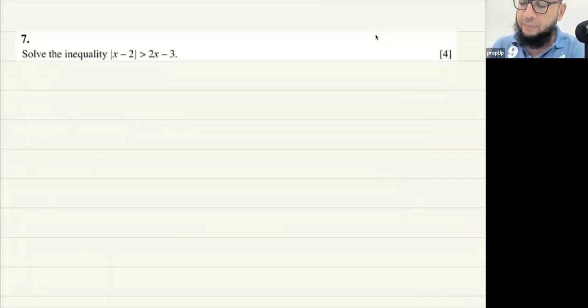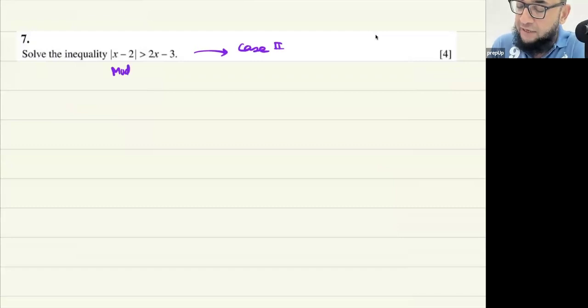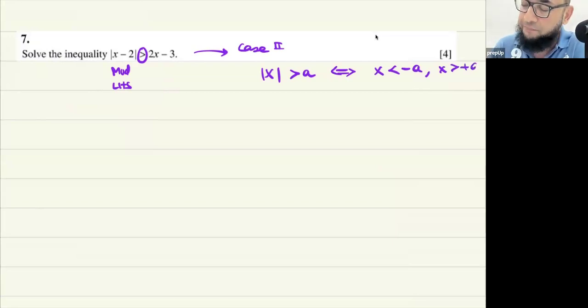Now, the last one, this question, which case is this? This is case number 2. Why? Because there is modulus on the left hand side and there is a greater sign. |x| greater than a simplifies to x is lesser than negative a, or x is greater than positive a.